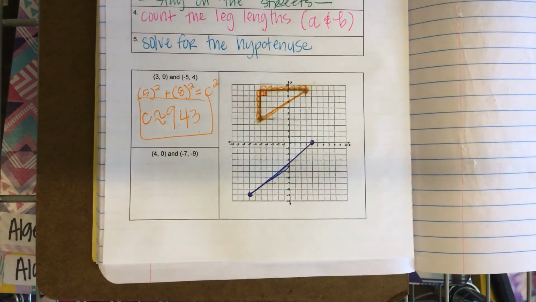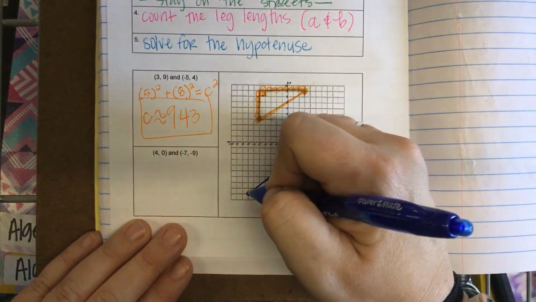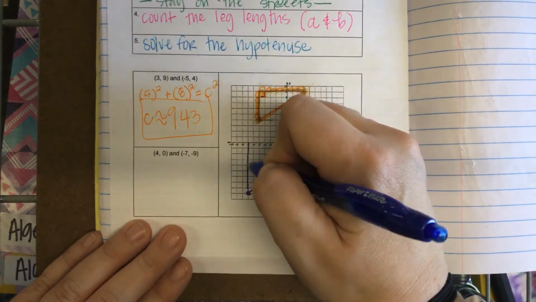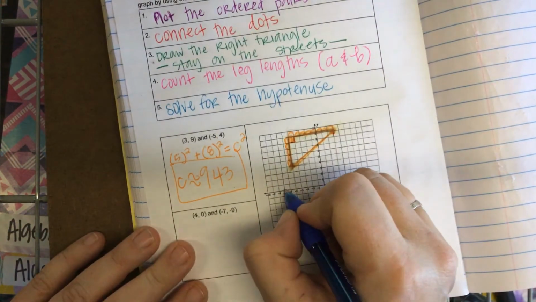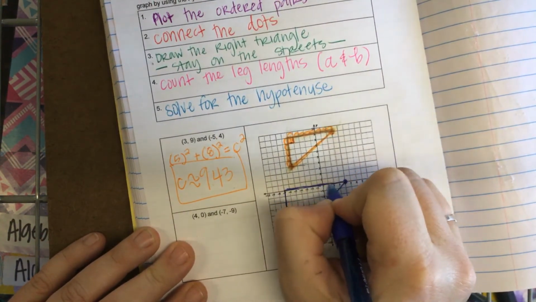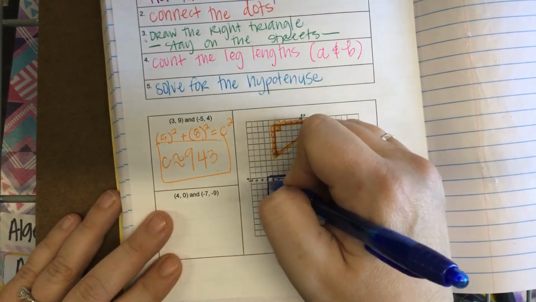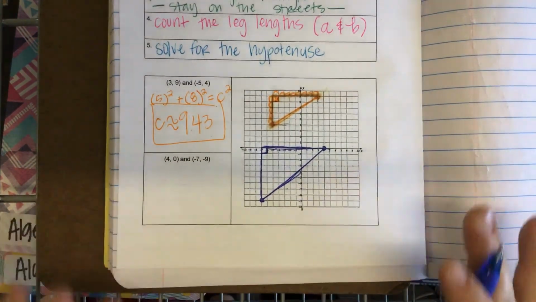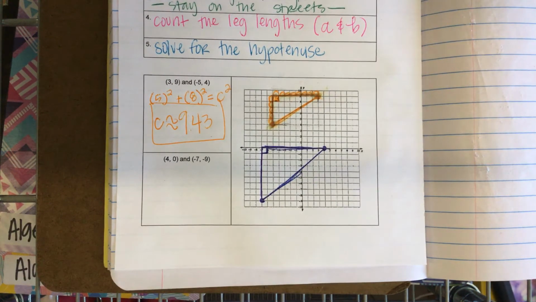I cannot count that diagonal because it goes through parts of boxes, right? It doesn't stay on the grid. So since I can't count the diagonal, I have to draw the right triangle, staying on the streets. Because if I stay on my streets, I get that 90-degree right angle. And if it's a right triangle, I can use the Pythagorean theorem.